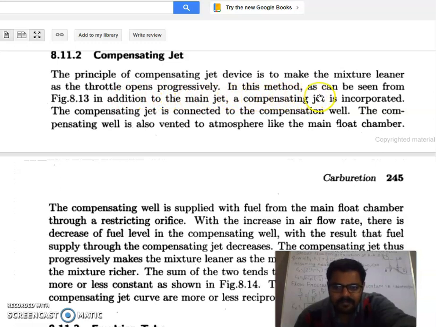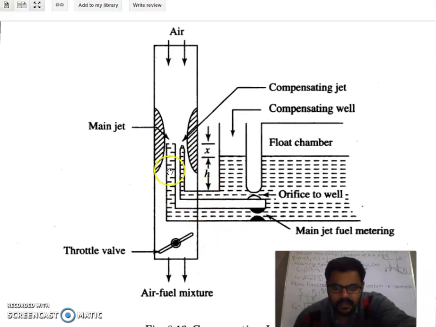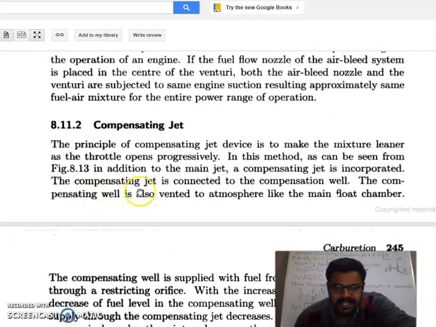In this method, as can be seen from the figure, in addition to the main jet, a compensating jet is incorporated. You can see in this figure here, this is our main metering jet. Apart from that, this part is your compensating jet. It is also connected to your float chamber. So this is your compensating well, and this is your compensating jet. The compensating jet is connected to the compensation well.